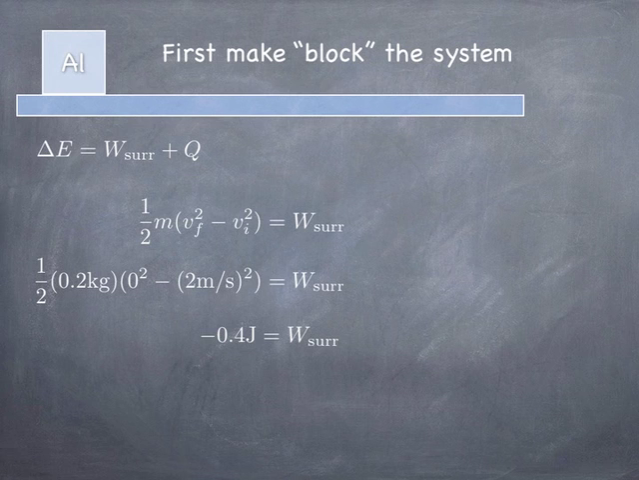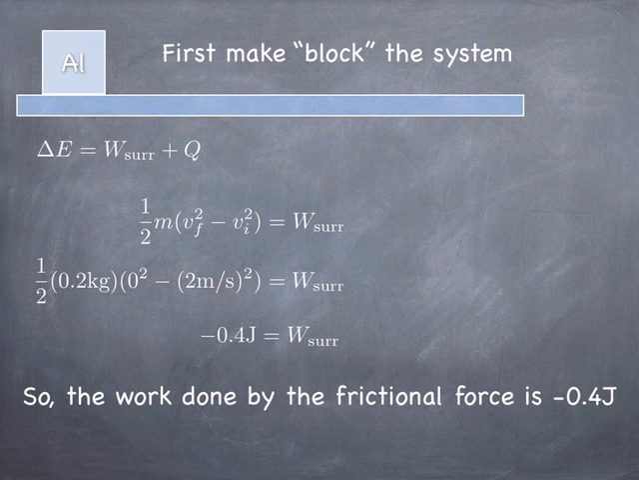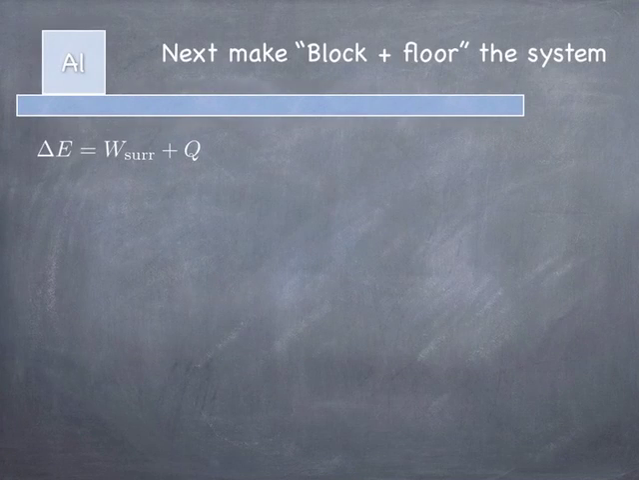Of course, that doesn't tell us anything about the change in temperature of the block. So let's work the problem again, but this time let's assume that the block and the floor and the surface and everything with it are the system, and the surroundings are everything else.